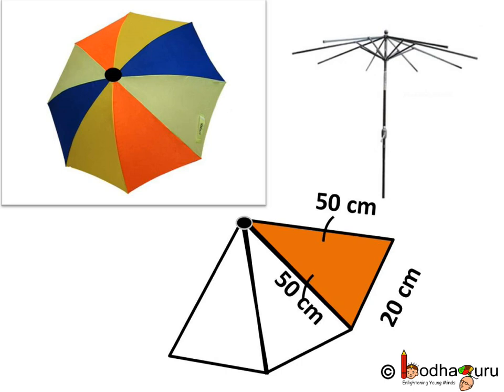Now, each triangular piece of cloth is measuring 20 centimeter, 50 centimeter and 50 centimeter. How is the umbrella made? These 8 pieces of cloth need to be stitched together and put on an umbrella frame. Coming to the triangular piece of cloth, as we see, the two sides are equal. Thus, we can say each piece is an isosceles triangle.